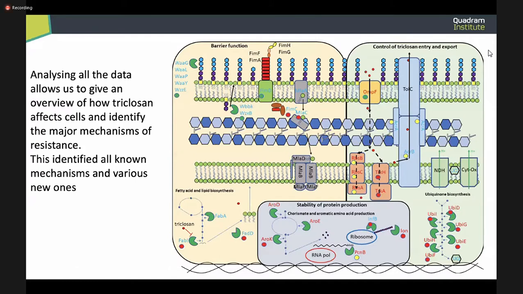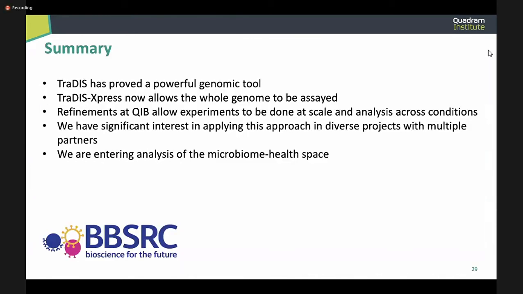So this cartoon summarizes whatever I've told you. I won't explain the whole cartoon, but I will bring your attention to this TrkH and TrkA here. I hope you can see my cursor. This is involved in the transportation of triclosan in the inner membrane. And on the bottom left-hand side of this cartoon, we have shown FabI and how it is involved in the synthesis of phospholipids.